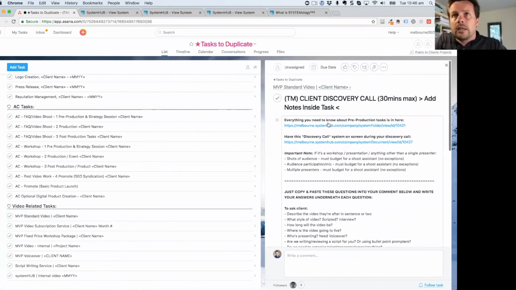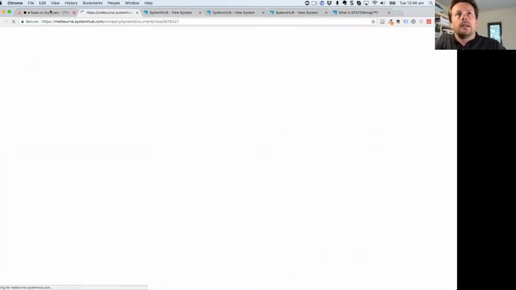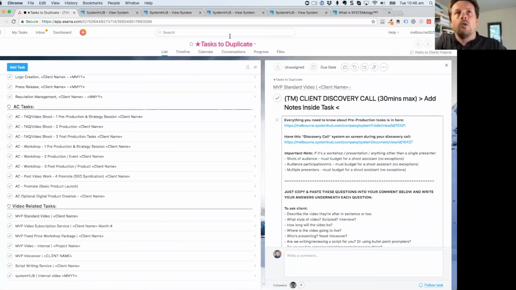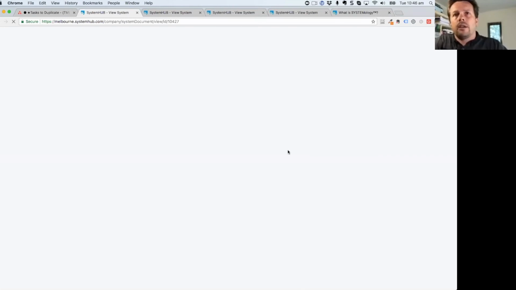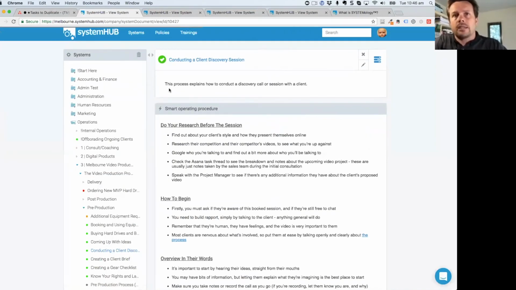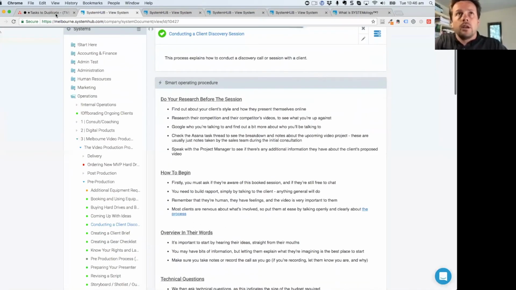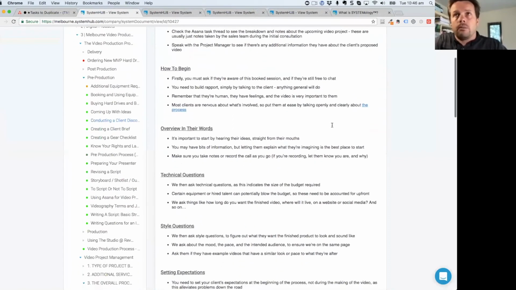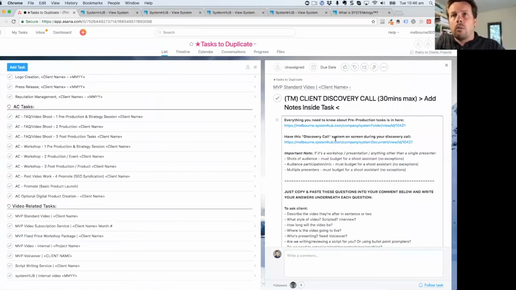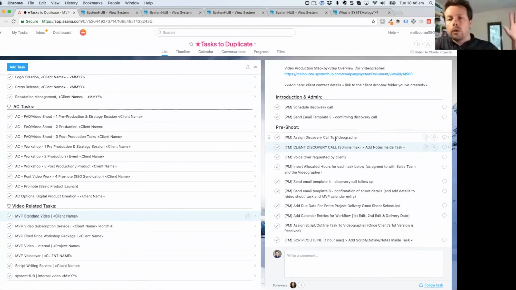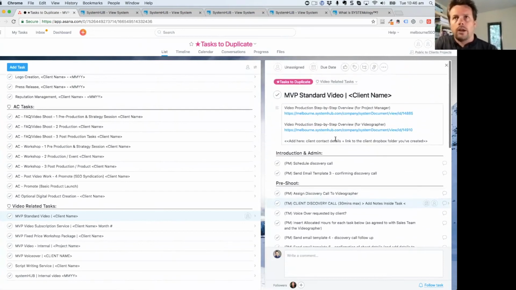There's a few notes in here, but if I come in here, everything that you need to know about pre-production, having the discovery call, and it suggests to have the system open. So over in here, this is how the discovery call works. If we come back to our project here, effectively what we have is an overall system that explains it to a brand new project manager, if they're first time and they don't quite know what's going on.